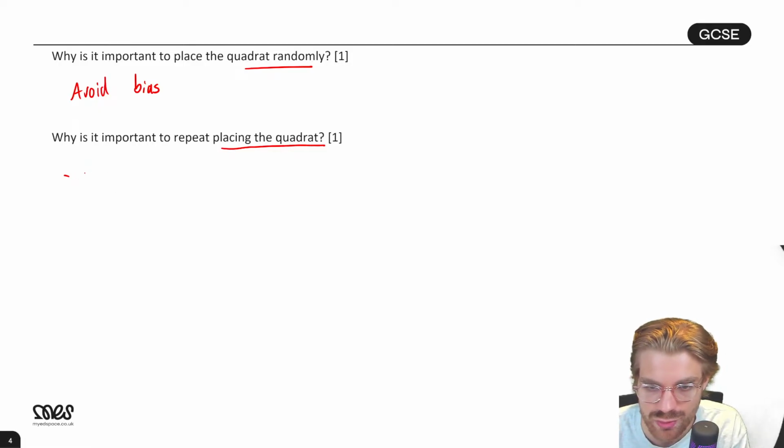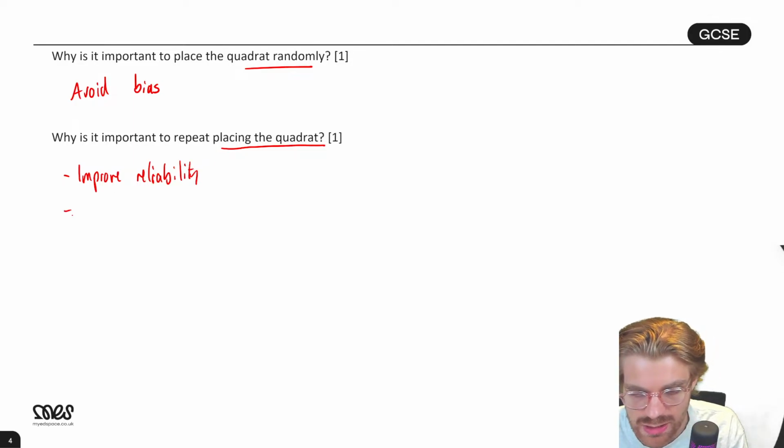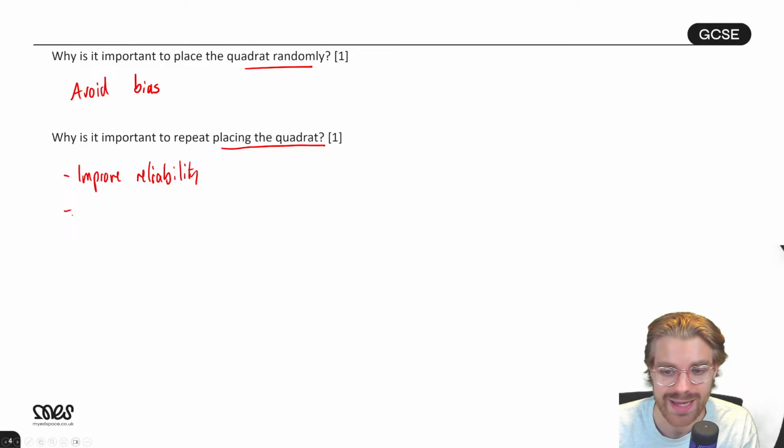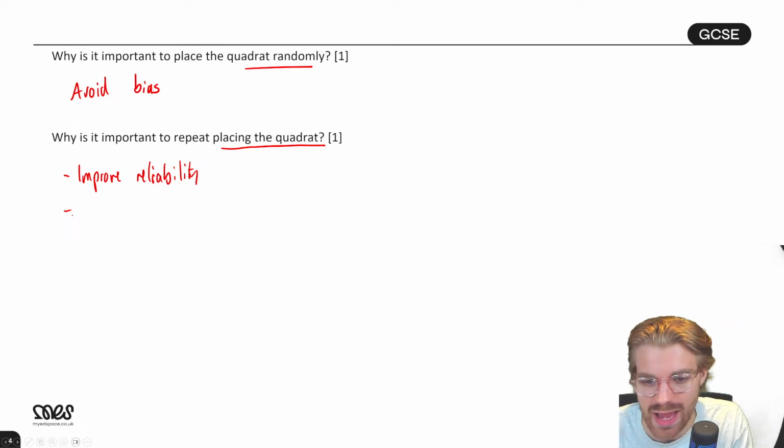So we're going to improve reliability. And when we're improving that reliability, what we want to be thinking about is how does this affect the random error? When we're investigating an ecosystem, there's going to be loads and loads and loads of random error. So we want to try and reduce the effect of that random error.